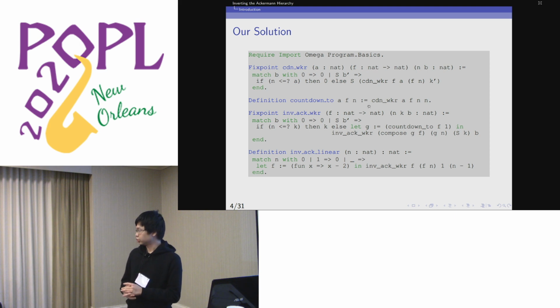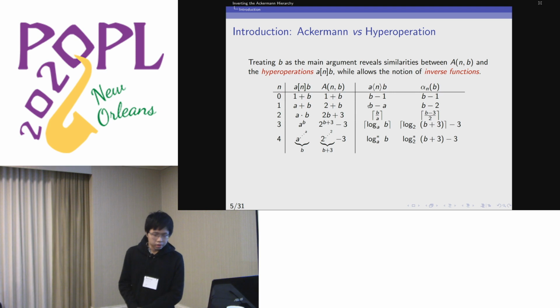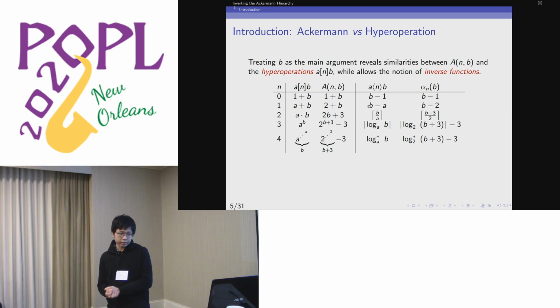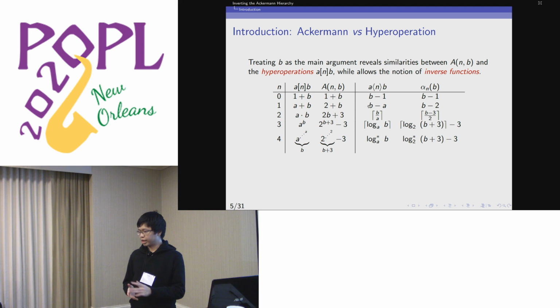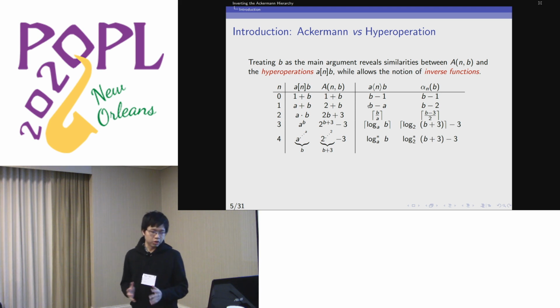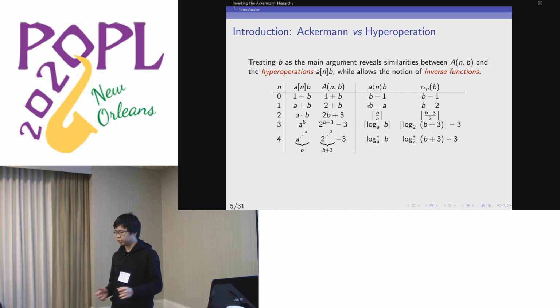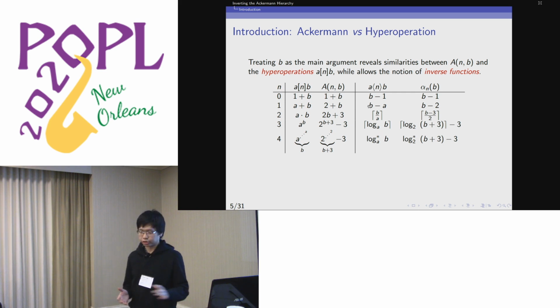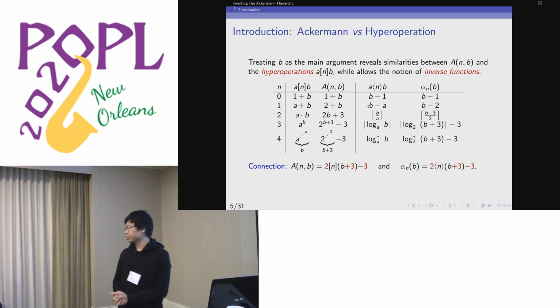And as you can see, there are 3 functions that build up to the last function. And as the name suggests, this function runs in linear time, which we'll get to later on. Okay. To offer a little bit of intuition before we start, we are inspired by the similarity between the Ackermann function and the hyperoperations. If you look at n as an index and b as the main argument, you can organize the Ackermann function into a tower, much like the hyperoperation. In fact, if you add 3 to b and minus 3 to the result, it has been proven that you get the hyperoperation of the same level.